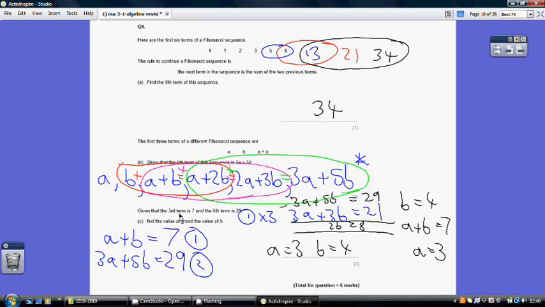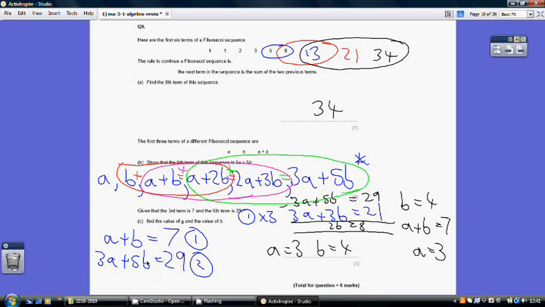Now, given that the 3rd term is 7 and the 6th term is 29, find the values of a and b. So, 3rd term is 7. Now, the 3rd term, 1, 2, 3, is a plus b. So we know a plus b equals 7. Then we're told the 6th term is 29. Well, the 6th term, as we can see from part b, is 3a plus 5b. So 3a plus 5b equals 29.